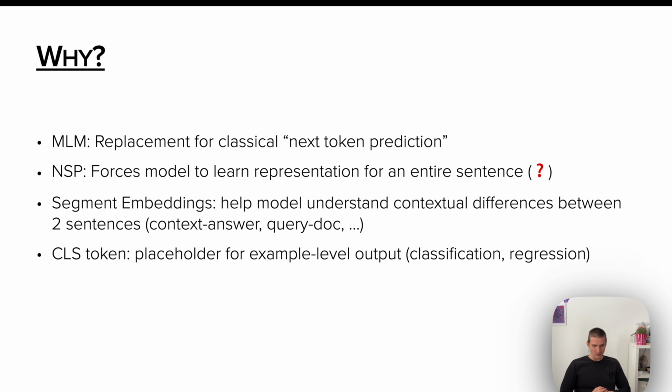We also have the CLS token, which is a placeholder for output for the entire text, not just for every specific token. And that will typically be used when we are solving a classification problem or regression problem, something like text search or semantic analysis, or something like that.